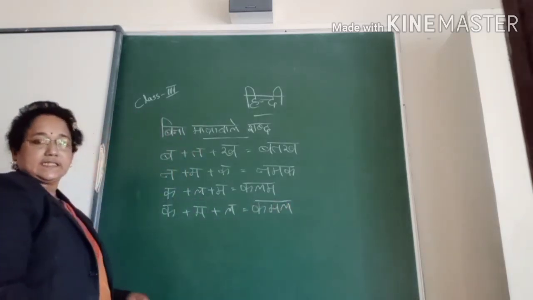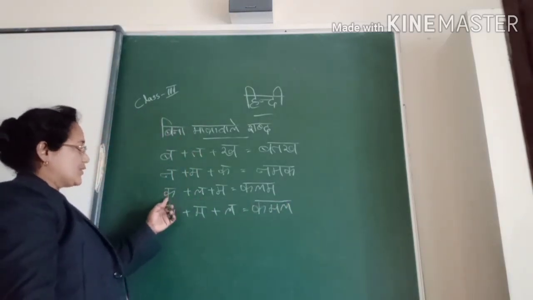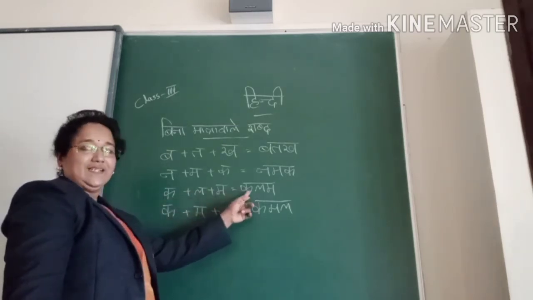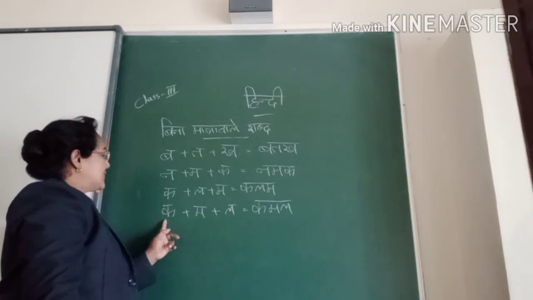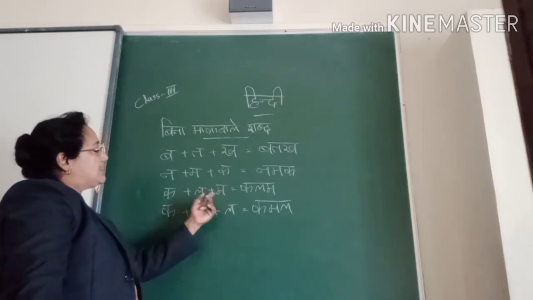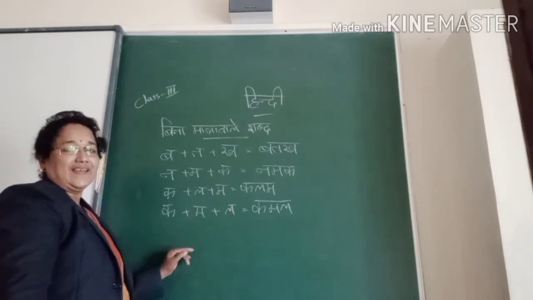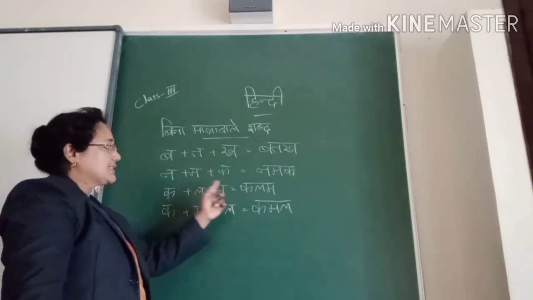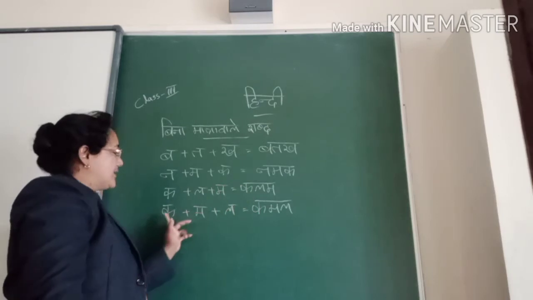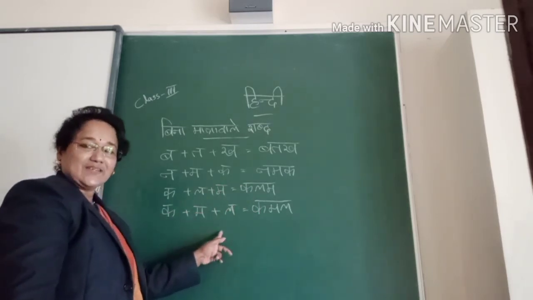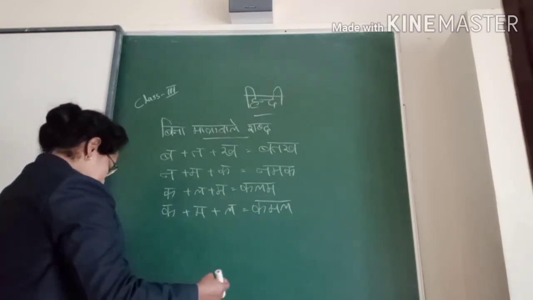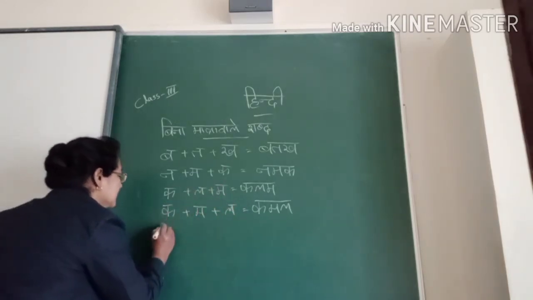Look, three letters, little place change. This also ka, this also ka. Ka, la, ma. First word, kalam. Second word I wrote, ka, ma, la. Little place changed to ma and la. Lot of difference in meanings also. Kalam is pen. Kamal is a flower, lotus. Okay.